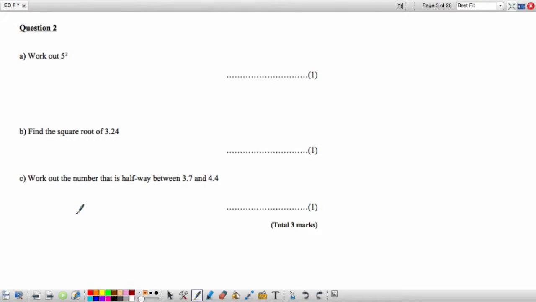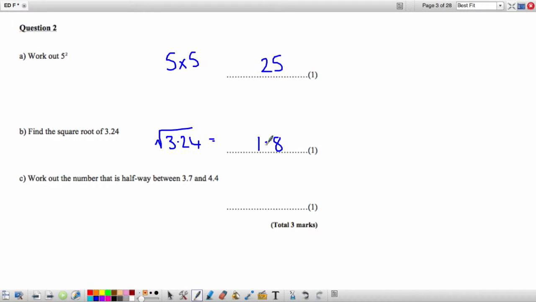Question 2. Work out 5 squared. 5 to the power 2 is 5 multiplied by itself, 5 times 5, which is 25. Find the square root of 3.24. To do that, you need to take your calculator and press this button, then 3.24 and equals. That gives us the square root as 1.8.